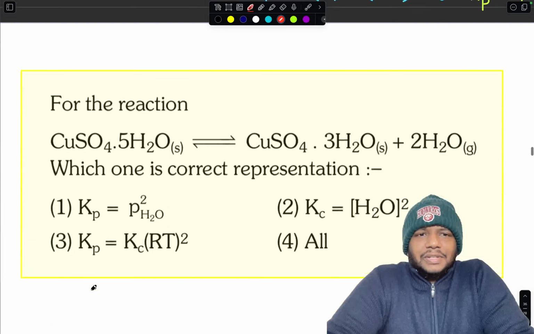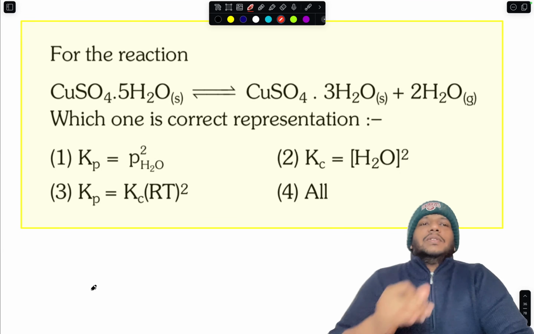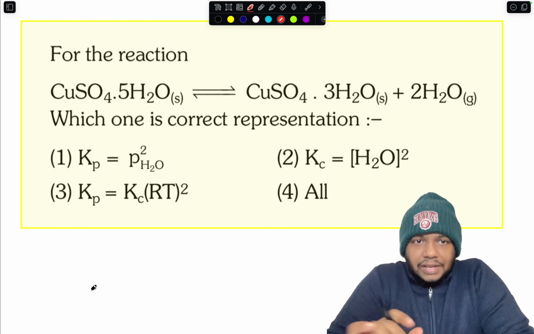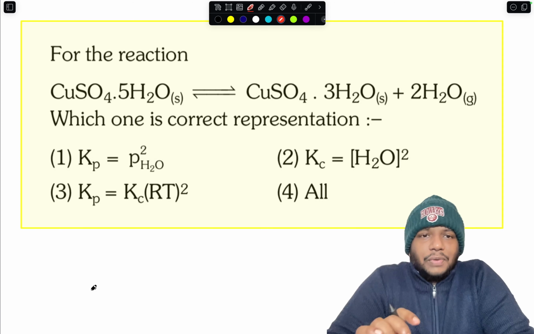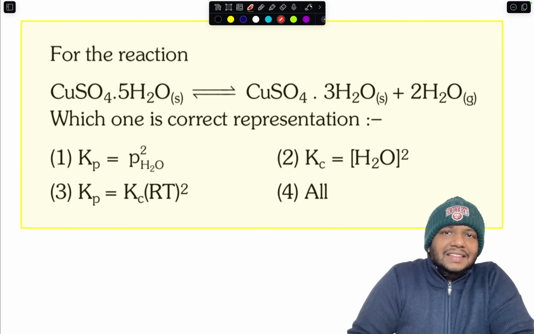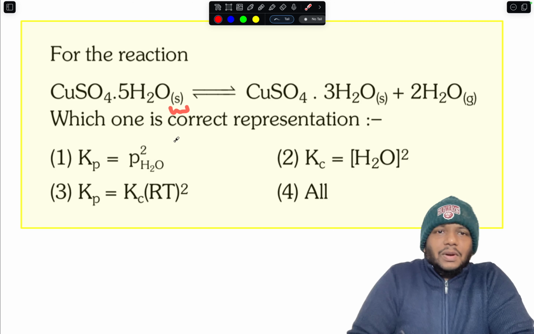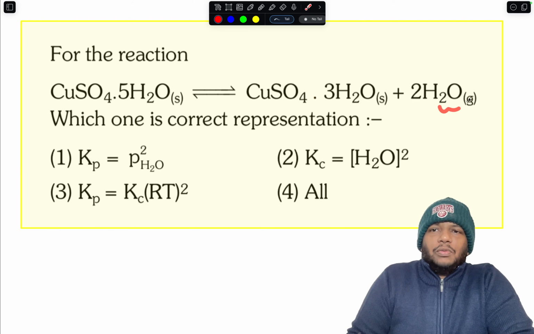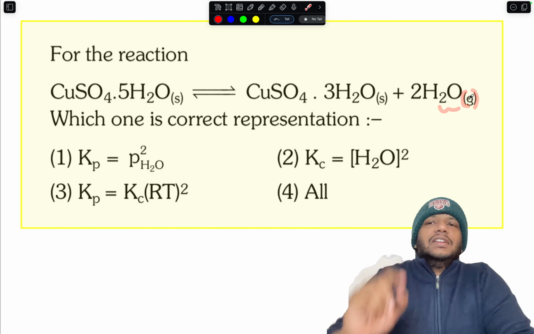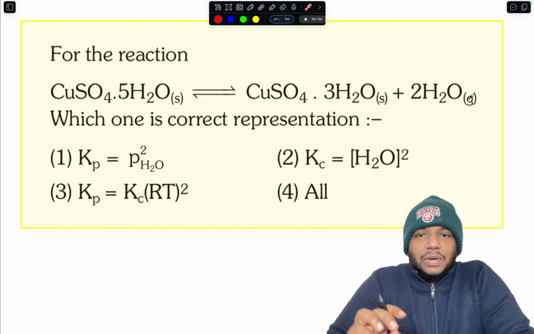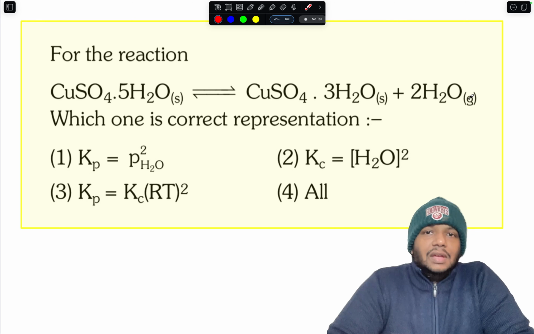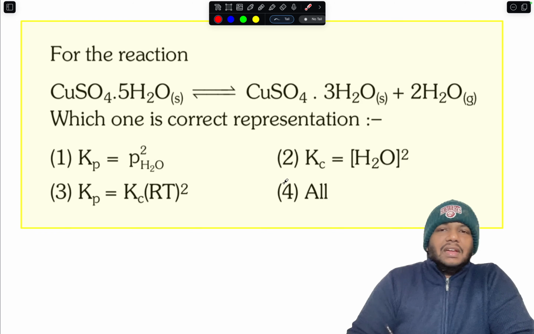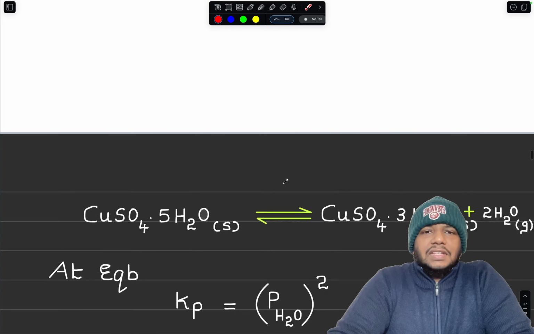Now let's go to the next important question. For the reaction CuSO4 5H2O, which is a solid, giving CuSO4 3H2O, which is also a solid, plus 2 moles of water, which is water vapor or in gaseous form, they are asking which one is the correct representation. They are asking whether we can write it in terms of Kp or Kc. Then we will see the options.